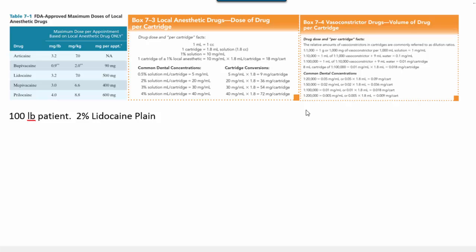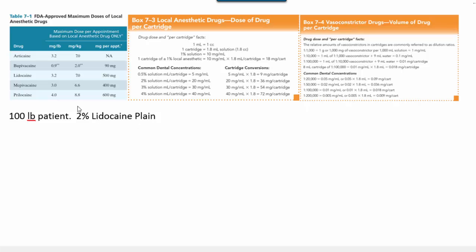Basically, a healthy patient can receive 0.2 milligrams of epinephrine per appointment, but a heart patient can only receive 1/5 of that, or 0.04 milligrams. The limit for levonordefrin is 1 milligram for all patients.